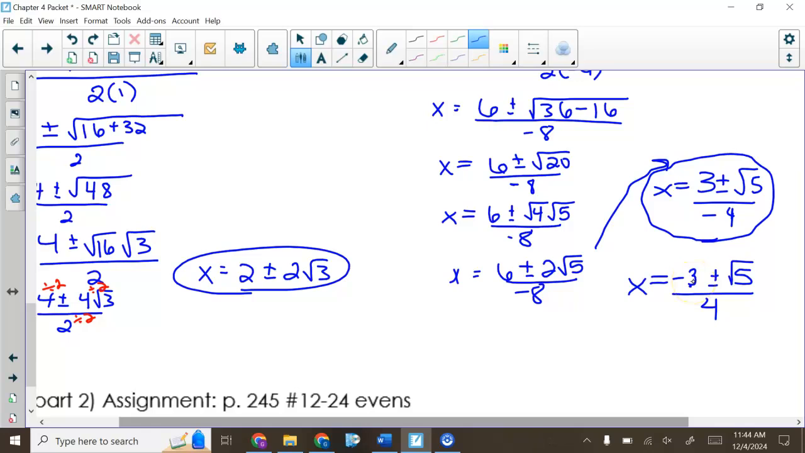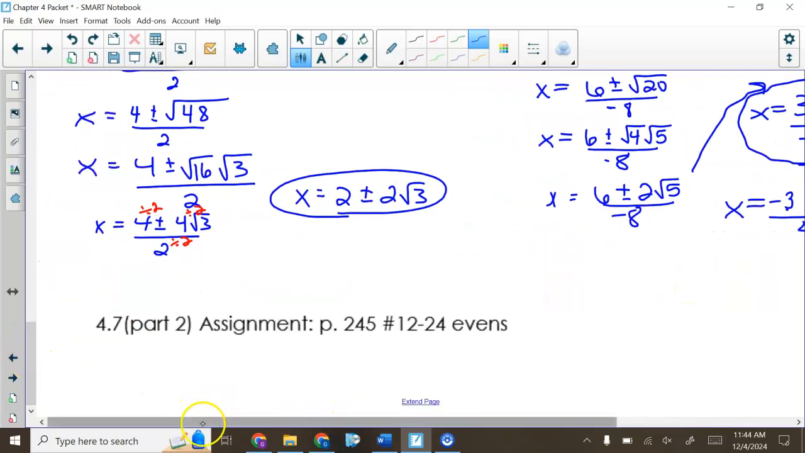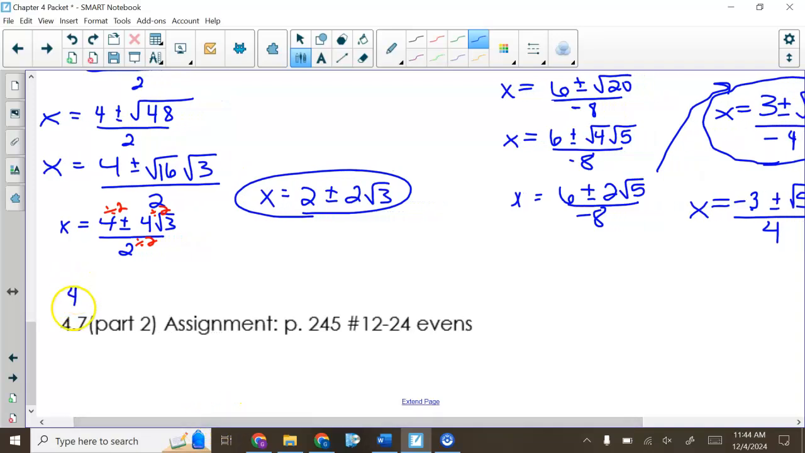All right, so what you guys can work on is you can finish up the 4.7 part 1 assignment, which was a worksheet, and then work on this new assignment, which is in your textbook. Okay, it's also posted on Canvas.